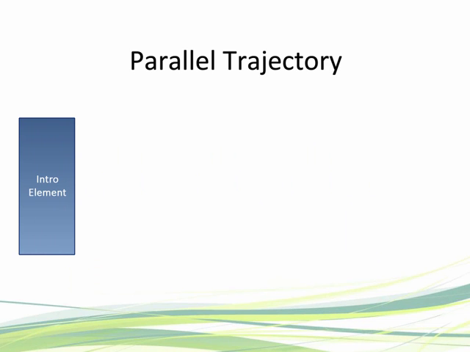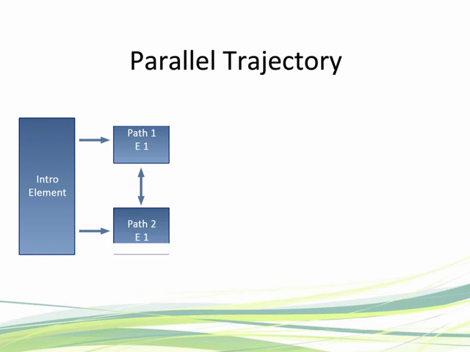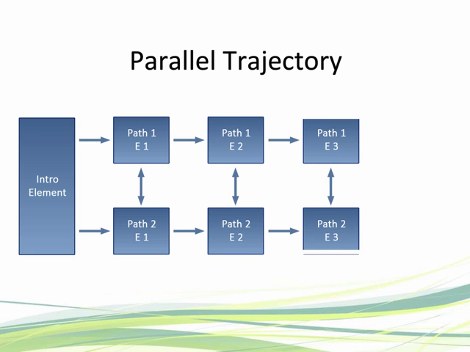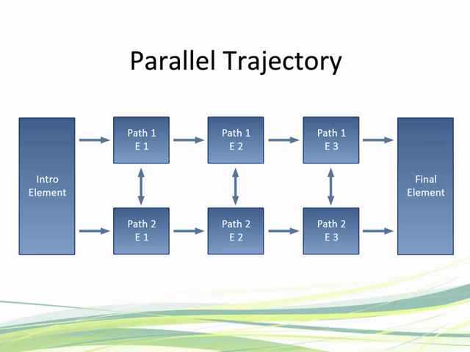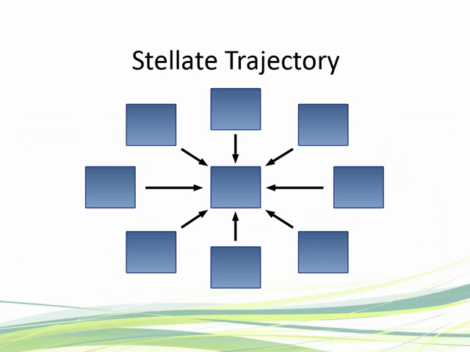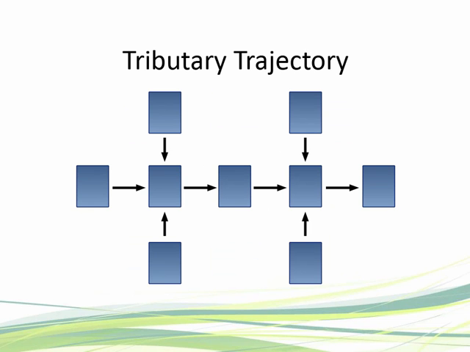A parallel trajectory is more complex. The course is divided into stages. At each stage, there are 2 elements from which the learner can choose. They can view these in whichever order they prefer. Here are some other examples. There is really no limit to the types of trajectories you might construct. For instance, it is common to combine these. Tributary or stellate trajectories may have components that are navigated in a serial or parallel fashion, for example.